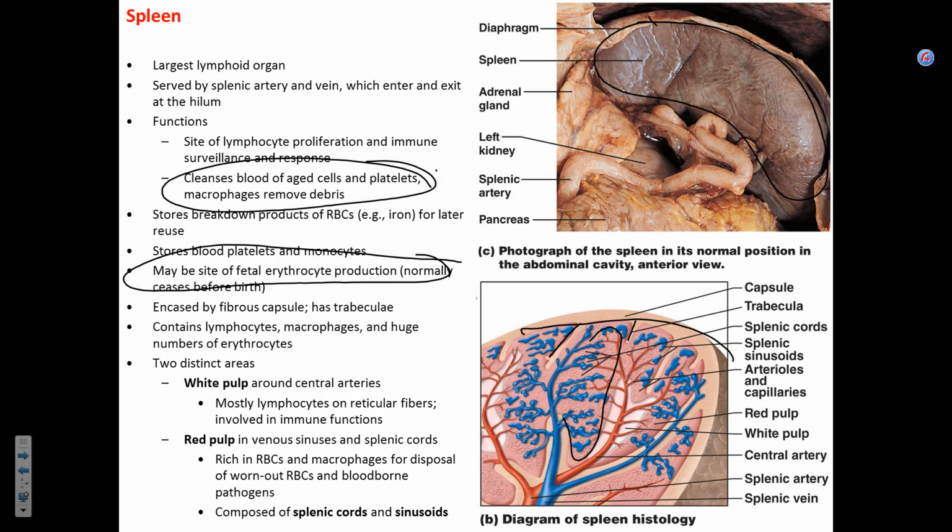The organic portion of heme is excreted. Does anyone remember what, in the form of what? It's excreted via intestine. Bilirubin, yes. It's excreted in the form of bilirubin. Okay.